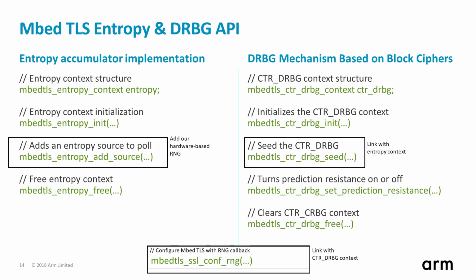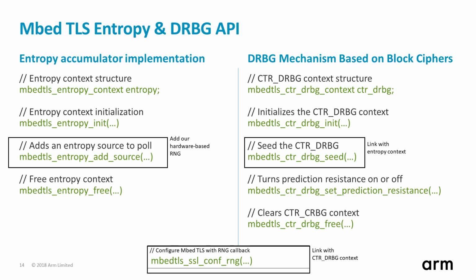On the right-hand side, you see the DRBG functions, and CTR stands for counter mode, because that's the way the block cipher is used. Similarly, there's a data structure called CTR_DRBG_context, which we're going to use in all the function calls. There's an init and a free function. The most important functions here are the DRBG seed and the set prediction resistance, which we will talk a little bit about, and they require some explanation. The DRBG seed function allows us to link the DRBG to the entropy source. That's an important step to actually link the two implementations together.